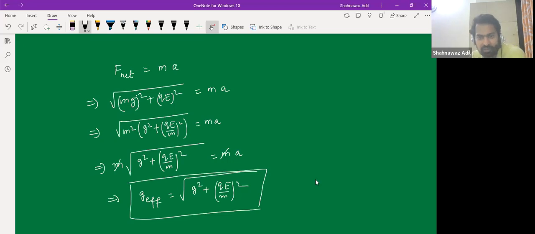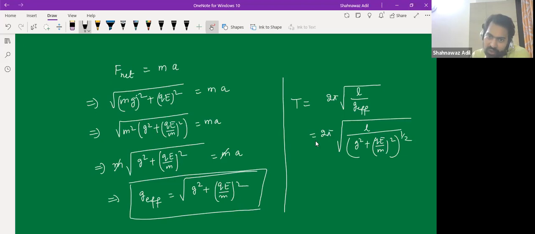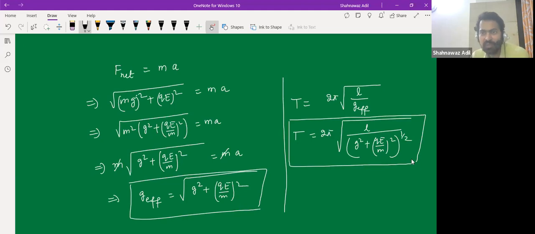Is this part clear? Is this clear, everyone? Rabia and Aisha? Yes. So the time period is what? 2 pi root of L by g effective. So this is 2 pi root of L divided by root of g square plus (qE by m) whole square. So this is the time period. If you have any doubt, please ask me.